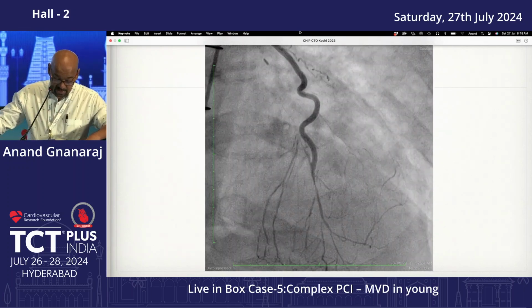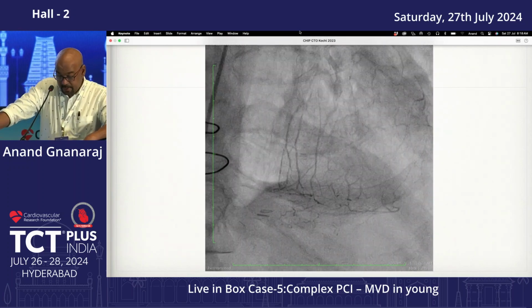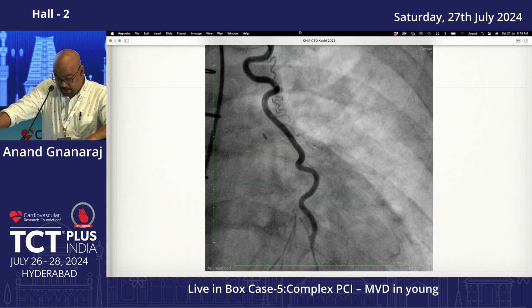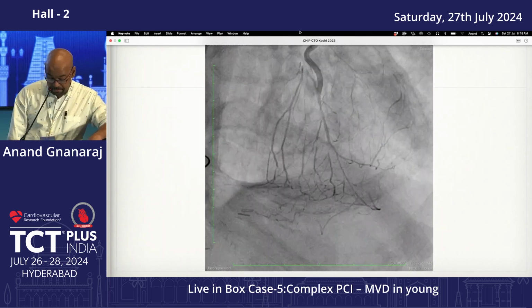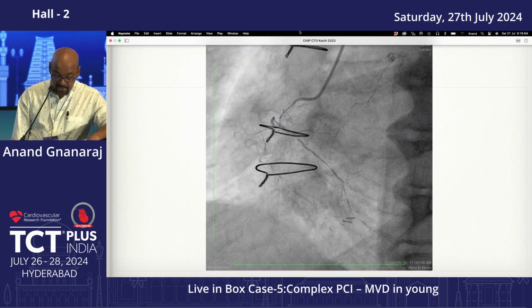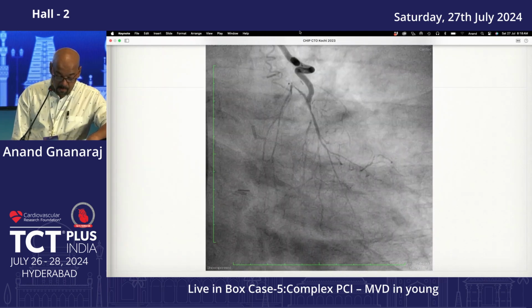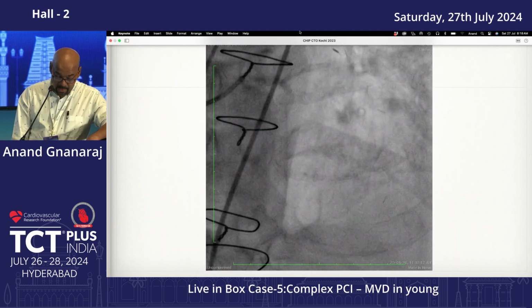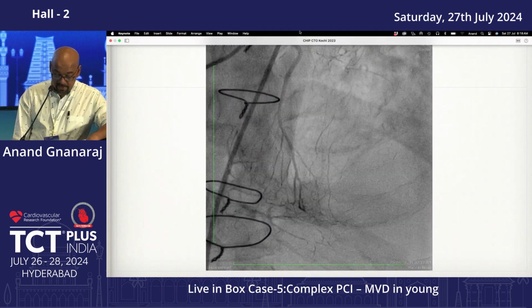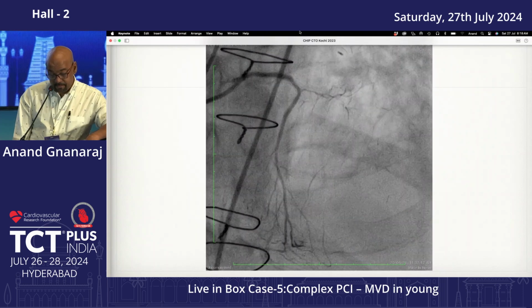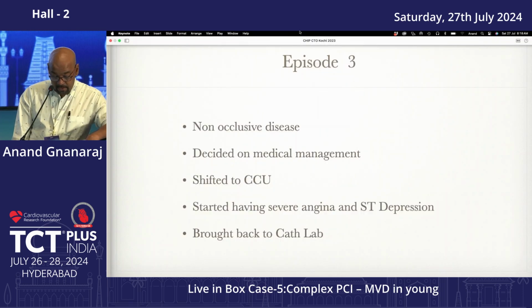This was his angiogram at that time. So you can see that the LIMA is flowing, but a diffusely diseased vessel. Right side was the CTO. So this was the vessel that was treated originally in 2019. So he was put on medical management.